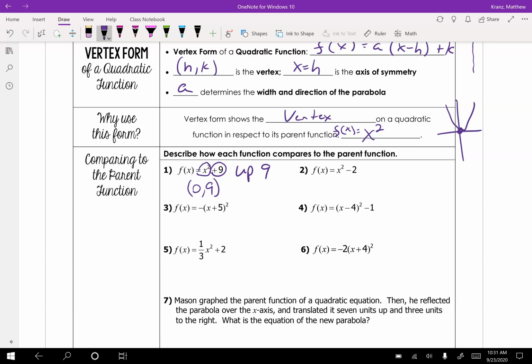All right, when I look at number 2, I see that nothing's happening to x, and I have a negative 2. Now, don't think that this plus 9 is affecting the x. Things that affect the x are going to be in parentheses, such as x minus 2 squared. This is affecting the x. Okay, so it has to be in a parenthesis to affect the x. So the x is staying the same, and we're going down 2 in the y. So 0, negative 2 is my parabola.